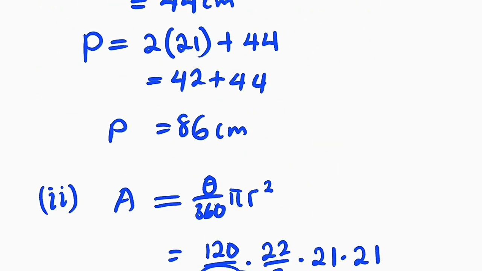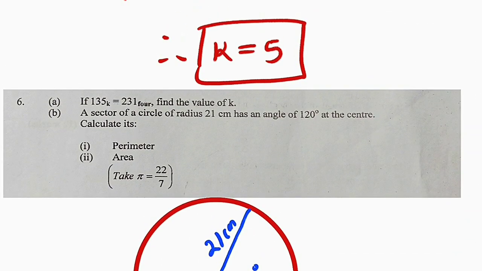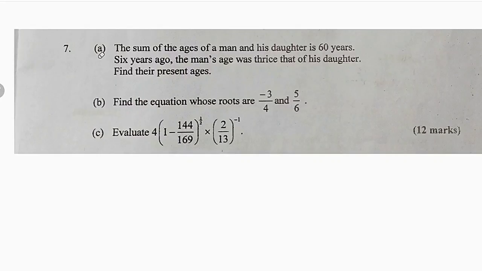Let us move on to question number 7. Question number 7, the A part reads, the sum of the ages of a man and his daughter is 60 years. 6 years ago, the man's age was thrice that of his daughter. We're asked to find their present ages. And the second question reads, find the equation whose roots are -3/4 and 5/6. And lastly, we are asked to evaluate this numerical expression. All right, let's get started.